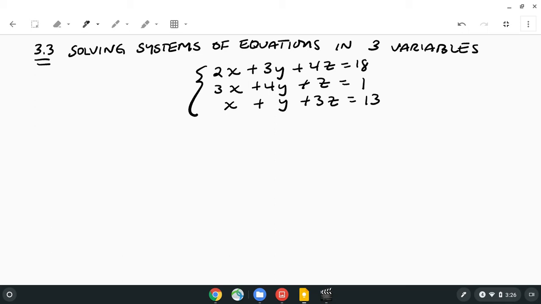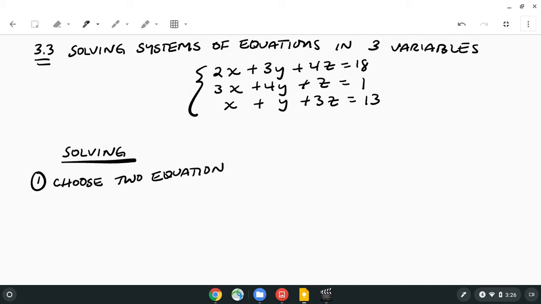Okay, so what happens here is we're going to be using the elimination method. And when it comes to solving, there's definitely a process. The first step you want to do is choose two equations. You have three, right? So you would choose two equations and eliminate a variable of your choice.